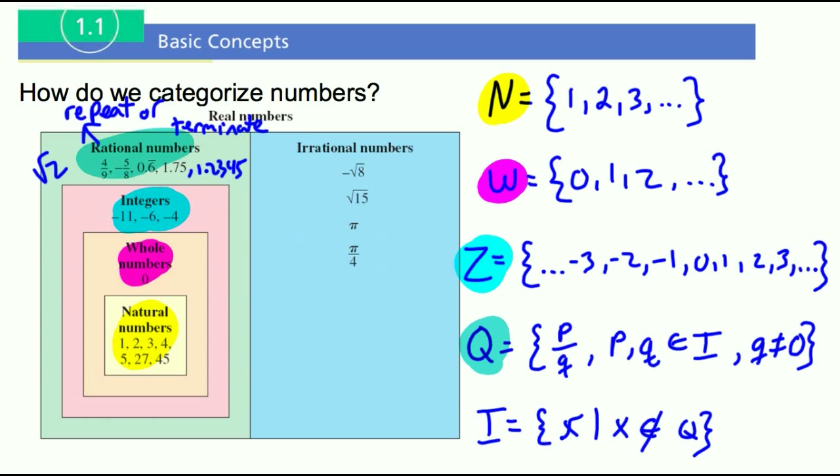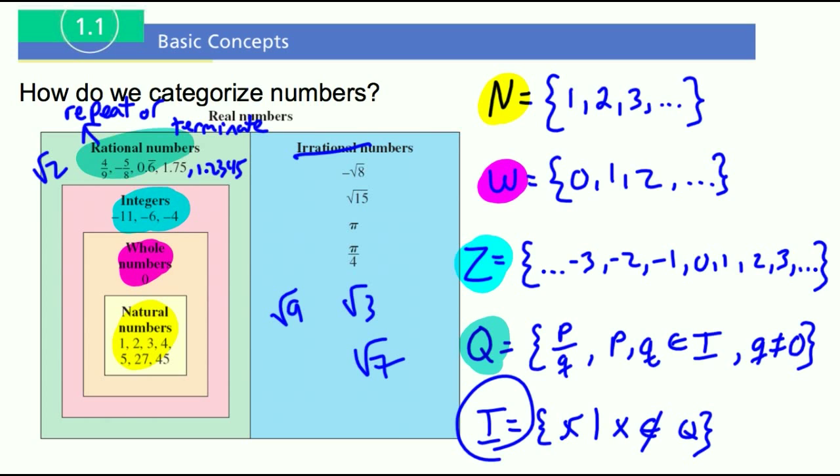And then lastly, we have the irrational numbers. The irrational numbers are all x values such that x is not within the rational. So if it's not rational, then it's called irrational, meaning if you can't write it as a repeating decimal or a terminating decimal, then it's going to get kicked over here. Like square root of 8, negative square root of 8, square root of 15, pi over 4, square root of 3, square root of 7, square root of 9.